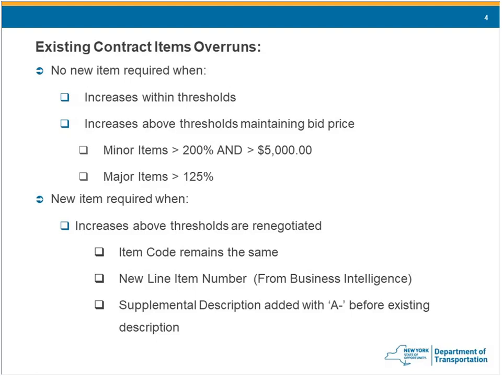You'll still use the same item number. That's the terminology we take from our spec book and us old folks. In Site Manager, it's your item code. So your item code / item number will remain the same, but you will get a new line item number, and that will come from Business Intelligence. And you'll have to add a supplemental description to that new line item number, adding an A before the existing description of the item.